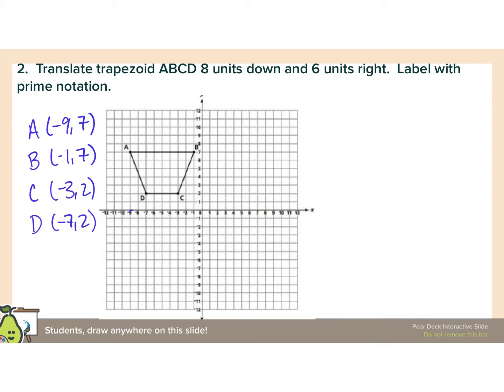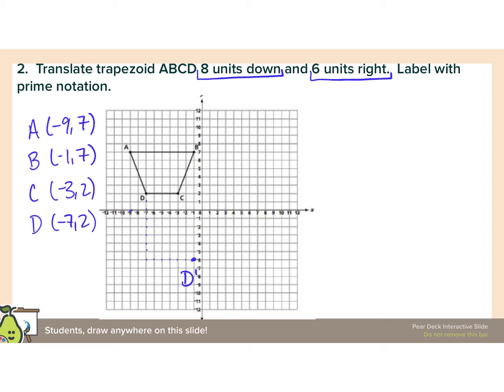So let's go ahead and do this translation. We're going to move down 8 and right 6 for each of these points. So I'm going to start with C and D. So down 8. 1, 2, 3, 4, 5, 6, 7, 8. And right 6. 1, 2, 3, 4, 5, 6. Put a point, D prime.